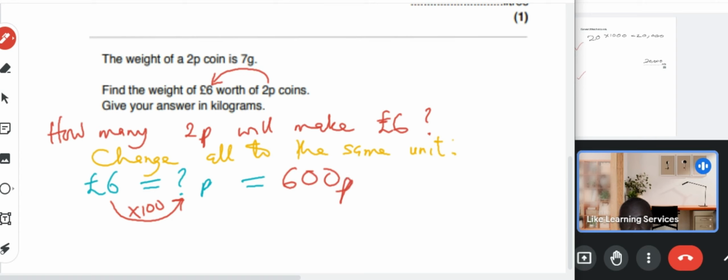Now that you know it's 600 pence, how many 2 pence will be in 600 pence? Because we need to know how many 2 pence are in 6 pounds. Can I say that again? Yes, please. Good. You've correctly shown that 6 pounds is equal to 600 pence. So how many 2 pence will now be in 600 pence?